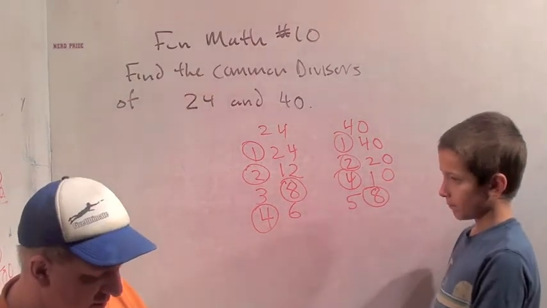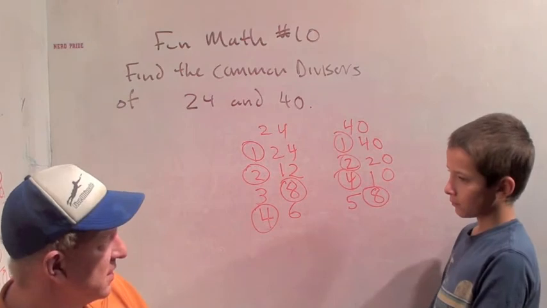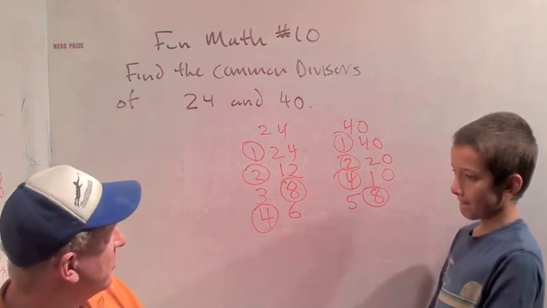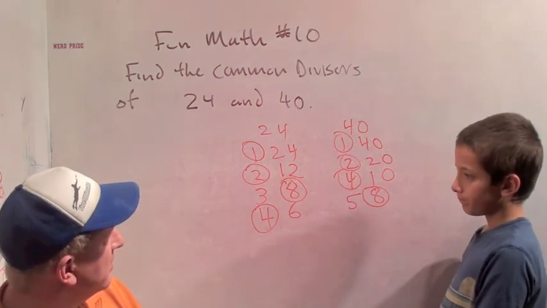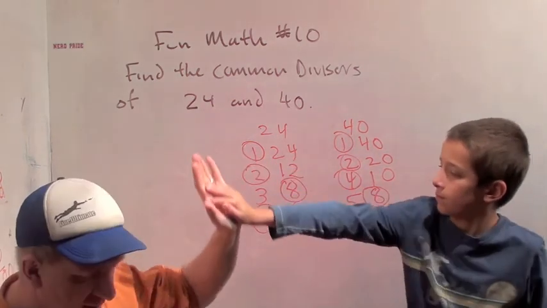Have you ever heard Euclid's name before? No. He's very famous for studying geometry, but he also figured out how to find greatest common divisors really quickly. All right, good job. We're going to study that later this week.